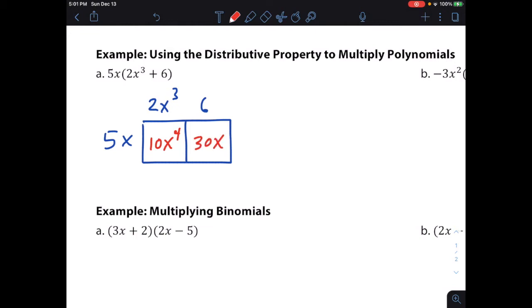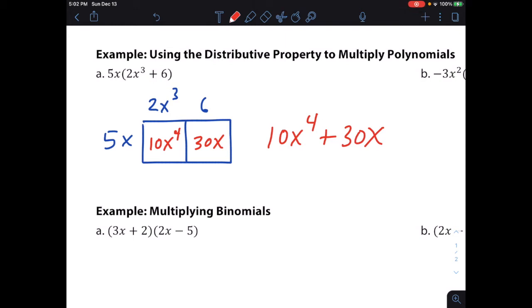And then we want to write our answer as these two things added together, but we can't combine them together, so we just write them as a polynomial. So a polynomial, poly means multi, so it has multiple terms. So in this case it has 2, so we have 10x to the fourth, and since it's positive 30x, we're going to write plus 30x.